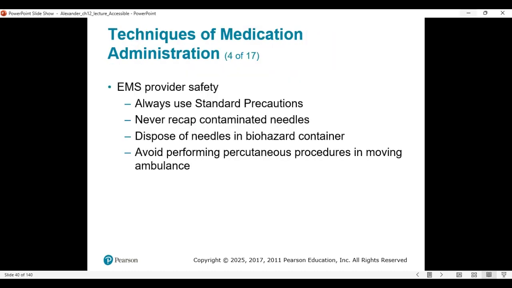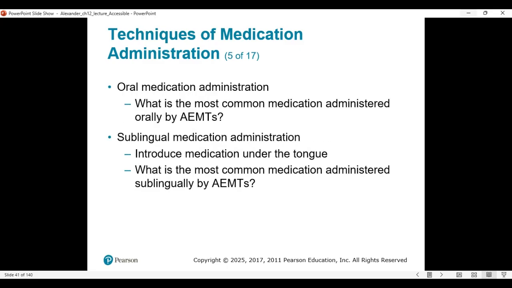Here's a big picture of it. Anytime we're doing any type of medication administration, we're going to use standard precautions. Never recap a contaminated needle. We're just going to get rid of it in the sharps container. And we're going to avoid doing any type of procedures in a moving ambulance if possible.